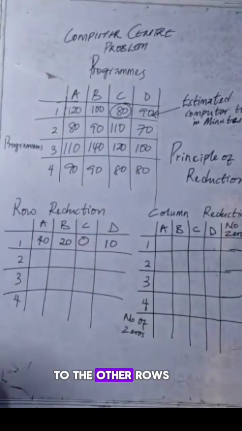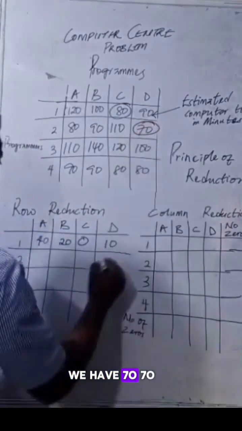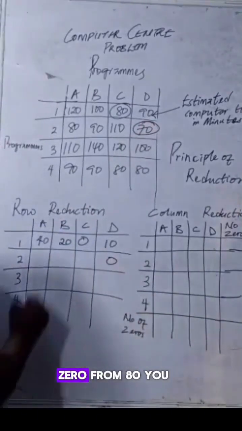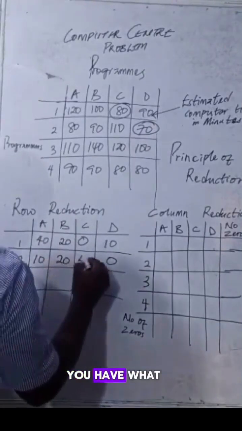The same thing goes for the other rows. For the second row we have 70. 70 from itself you have 0, from 80 you have 10, then you have 20, and you have 40.